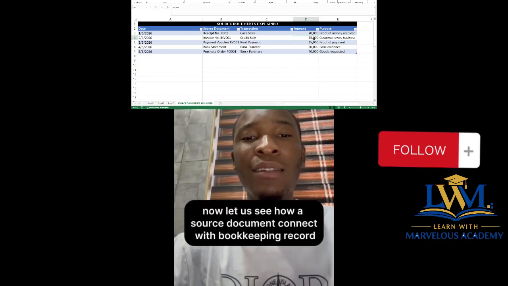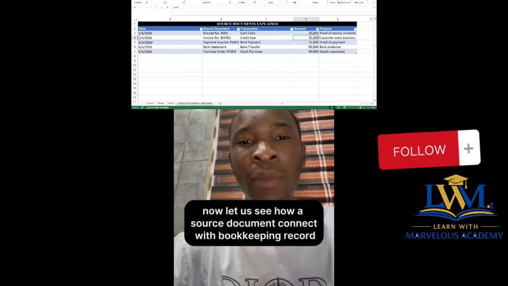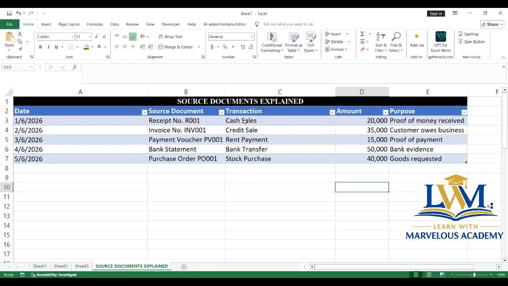Now let us see how a source document connects with bookkeeping records. Let's dive into the practice. Every transaction has a document supporting it.